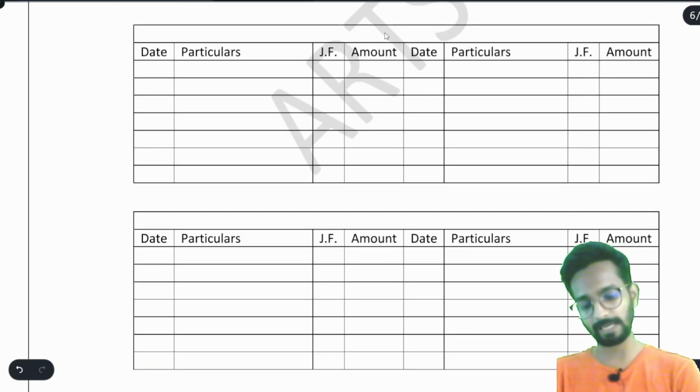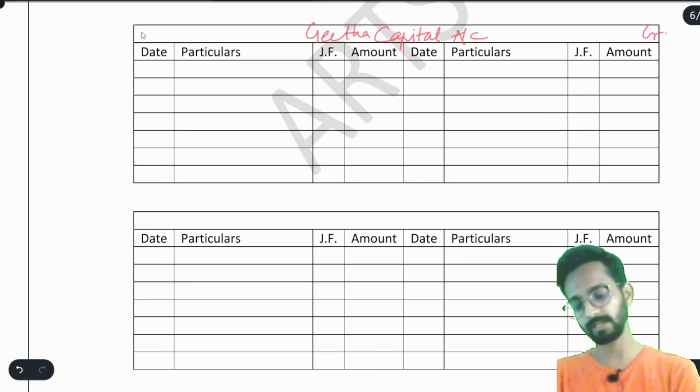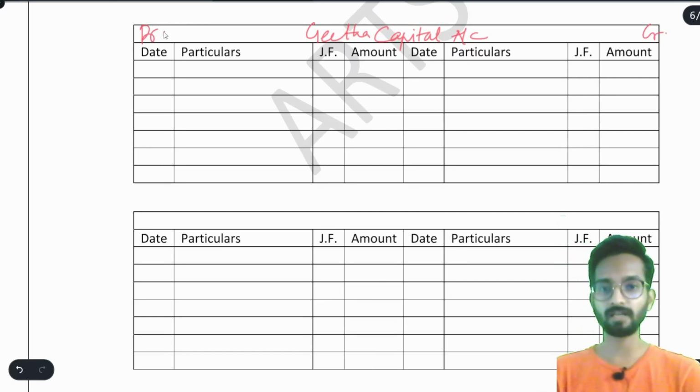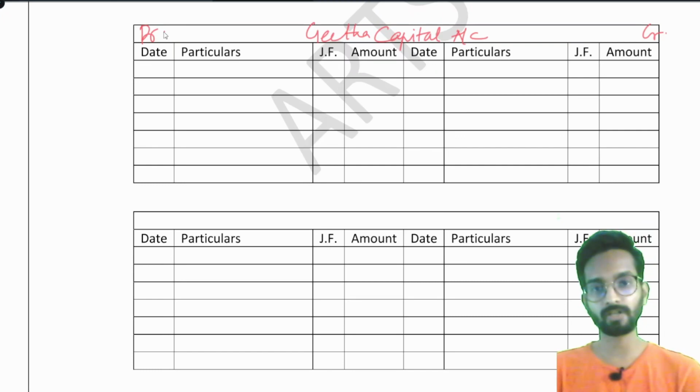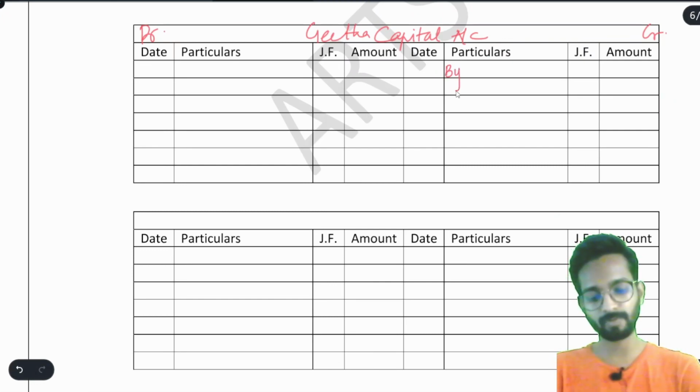We have to prepare the capital account. Whose capital account? Geeta's capital account, because it is Geeta's business. Geeta's capital account, credit, debit. If you remember, in part 2 of our journal and ledger video, at the beginning, we learned this capital account preparation.